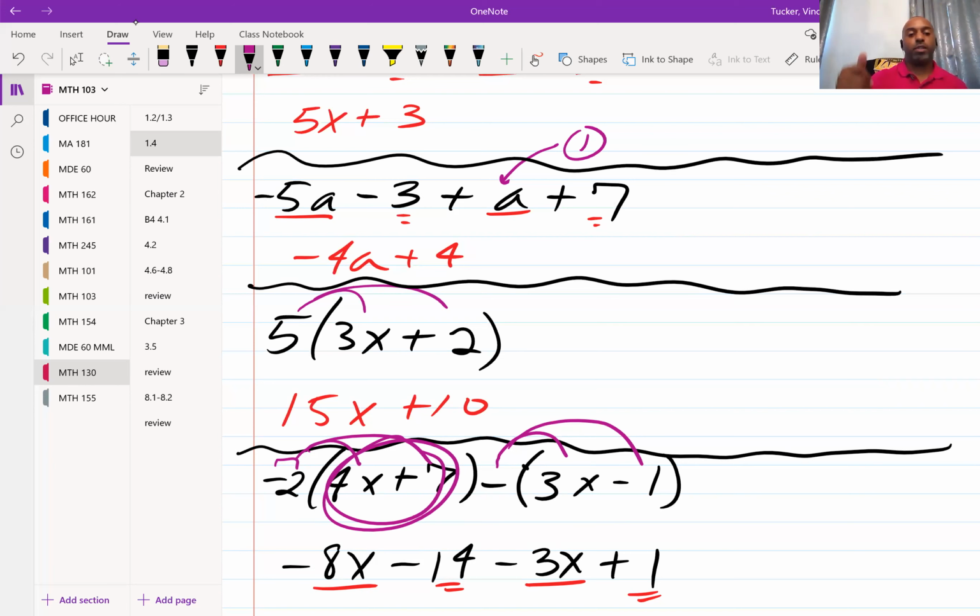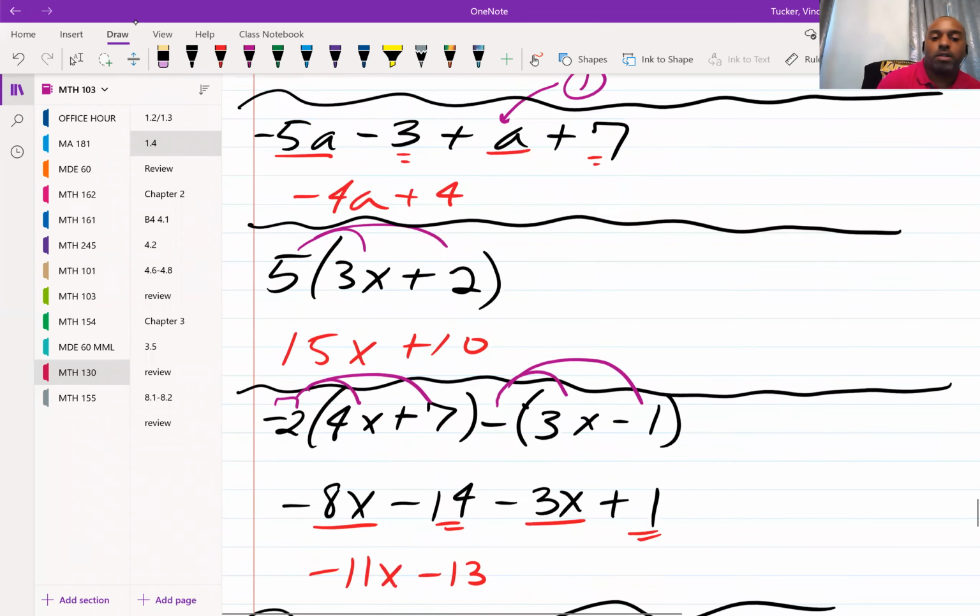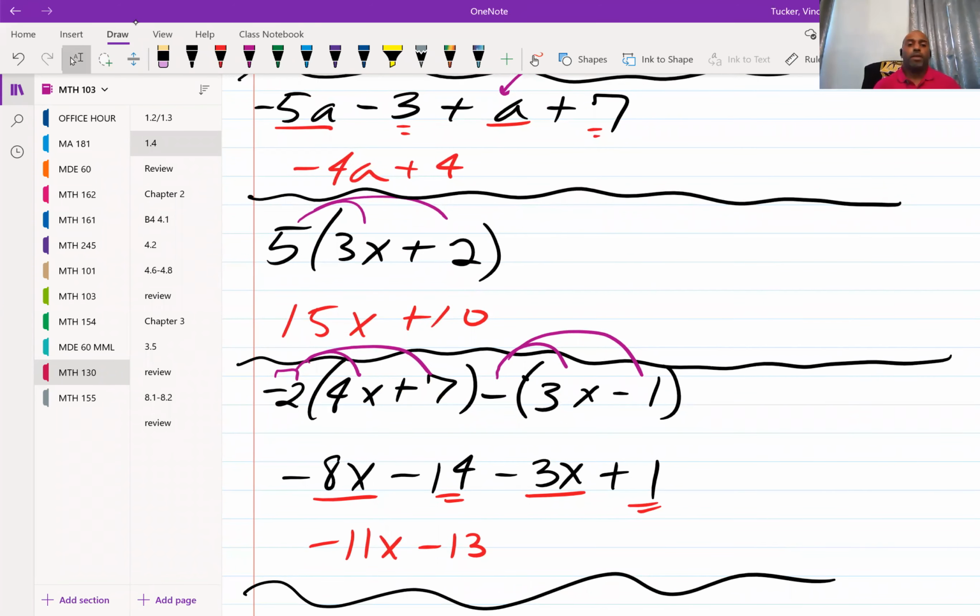Now, once you distribute the 2, now the parentheses is gone because what was holding the parentheses there is that -2. And the same thing with that negative sign that's sitting in front of the other set of parentheses. The parentheses is there, and what's holding it there is the negative. Now, once you distribute the negative, now you have access to what's inside of the parentheses. Okay, I get it. Thank you. No problem. Good question. All right. So now you can combine your like terms, -8x, -3x, and -11x, and then -14, and a positive one would be -13.